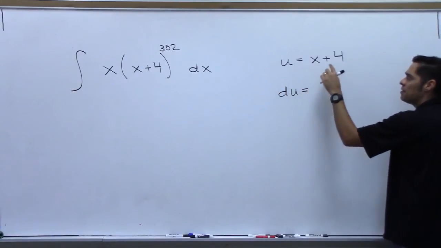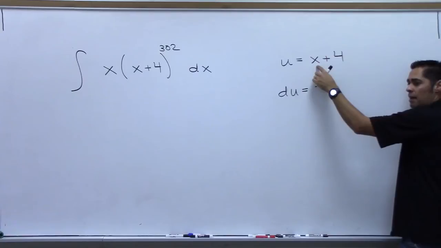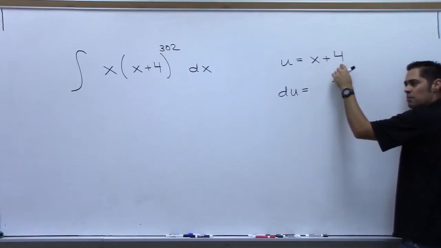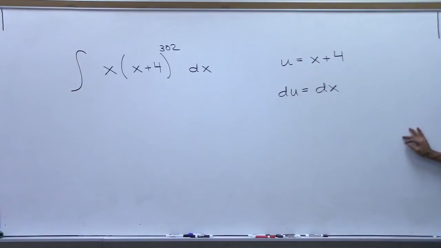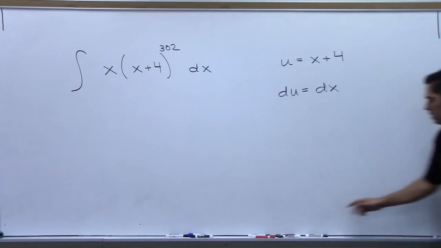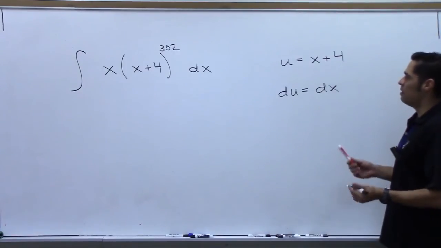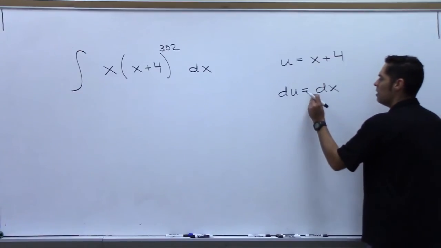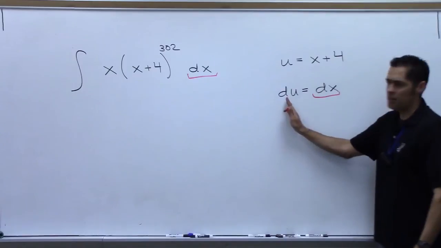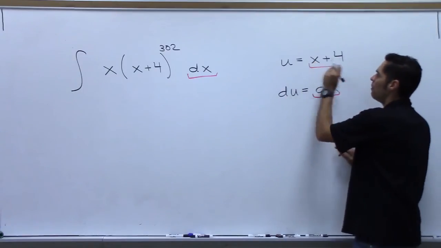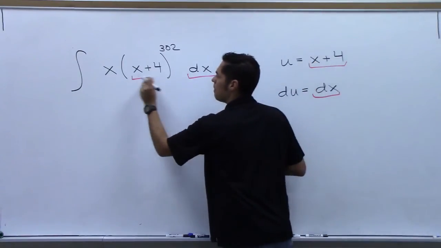The right side, what's the derivative of x? You told me 1, right? Derivative of 4 is 0. So I'm just going to have dx on this side, right? Okay. Now, let's see. Can we play the game of matching? Dx, I'm going to be able to replace that with du. X plus 4, I'm going to be able to replace that with u.